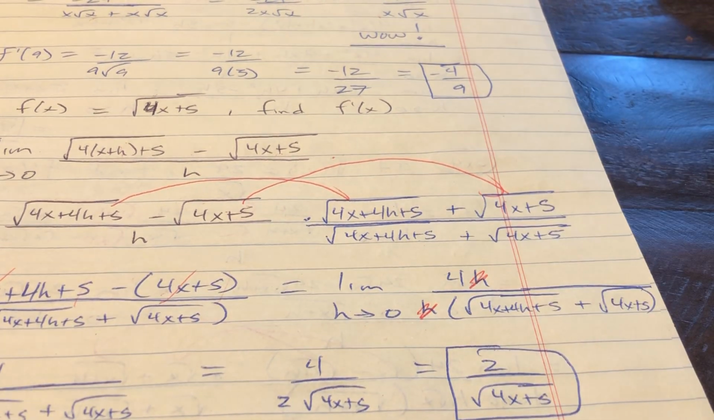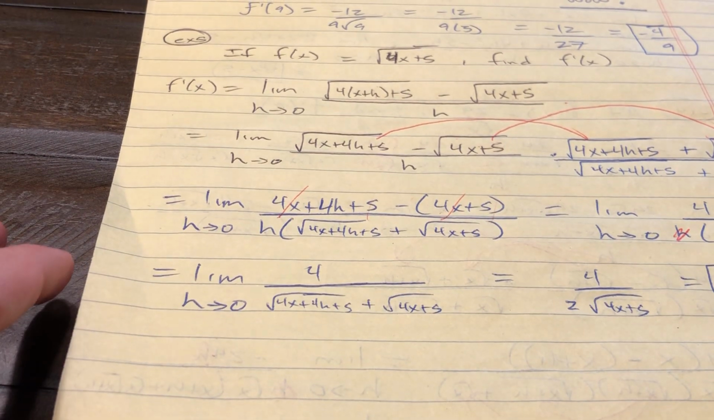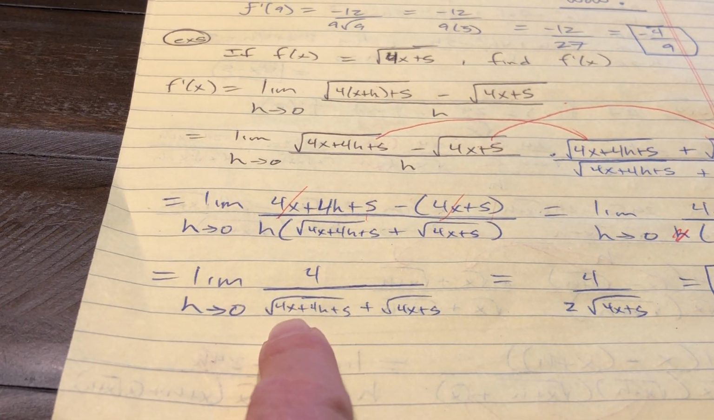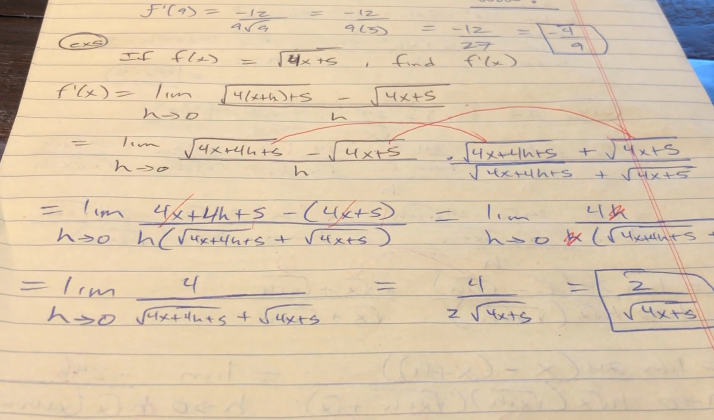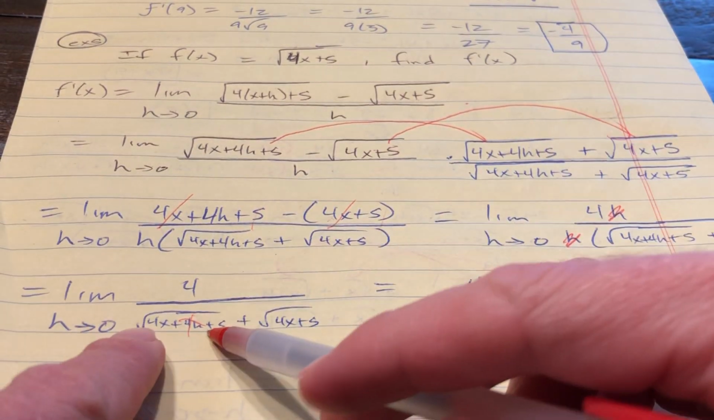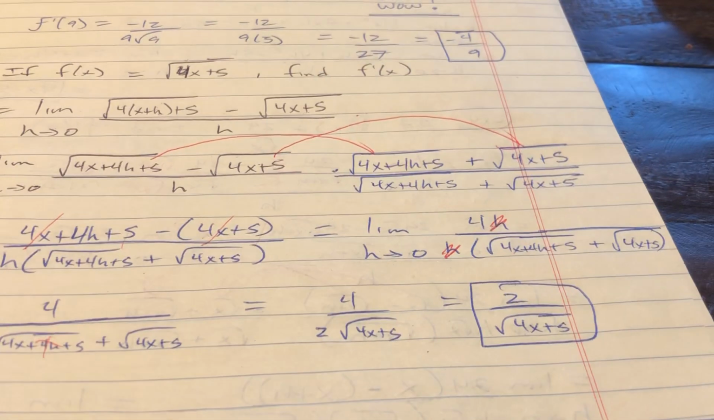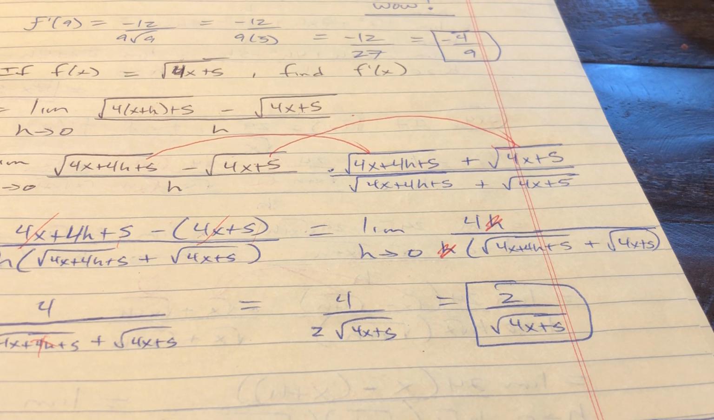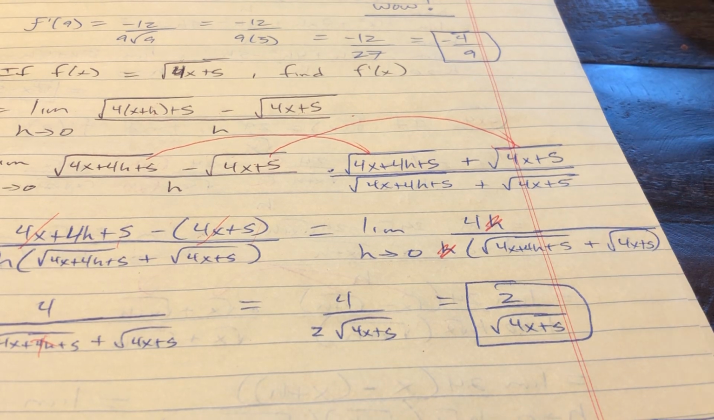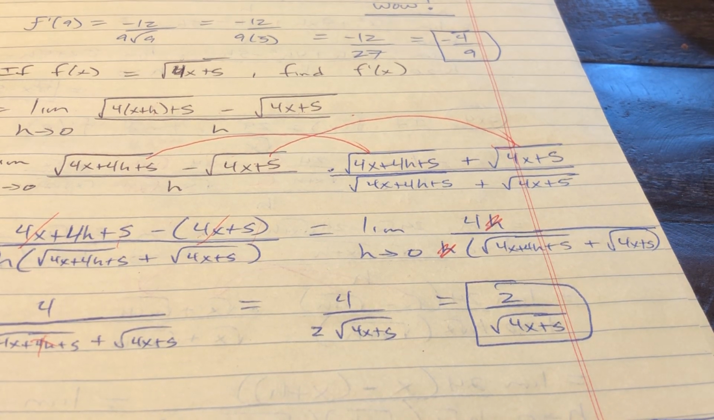Bye-bye h's. Now I can let h be 0. So it's going to be root 4x plus 5 plus root 4x plus 5. So there's 2 of them. Again, if h is 0, that's not there anymore, so you have this plus this. 4 over 2 is 2. So the answer is 2 divided by the square root of 4x plus 5. It's a little harder to catch the little trick that's going on. Again, when I come back, I'll ask, hey, does anybody see a trick? Does anybody see how the general power rule is going to work for derivatives?